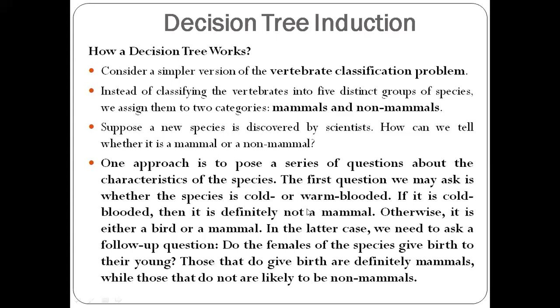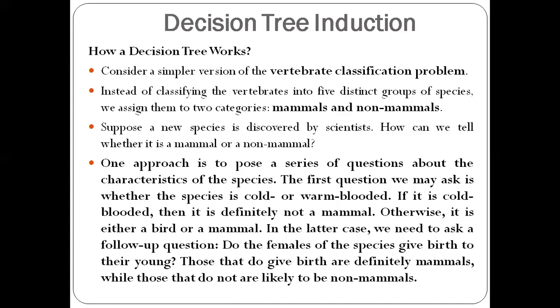Suppose it is not cold-blooded, then it is possibly warm-blooded. In that case we again have two kinds. If it is warm-blooded, it will be considered a mammal, and if it is not, it will be considered a bird. So after asking the first question, whether it is warm-blooded or cold-blooded, if it is cold-blooded, I can assign the class label as non-mammal. Now coming to the next case, suppose it is warm-blooded.